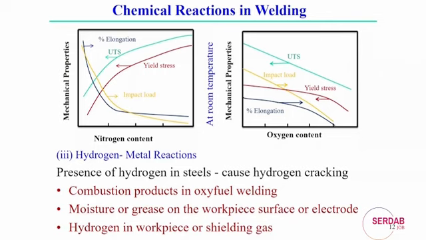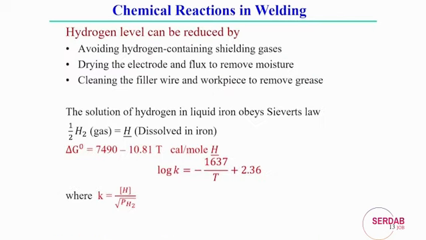The combustion products in oxy-fuel welding may contain hydrogen. Moisture or grease sometimes used on the workpiece surface, or moisture in the electrode, can also act as a source of hydrogen, as can hydrogen present in the workpiece or in the shielding gas. So these are the typical sources of hydrogen in welding processes. If you want to avoid these, we can reduce the hydrogen level by simply avoiding hydrogen-containing shielding gas, which is straightforward.